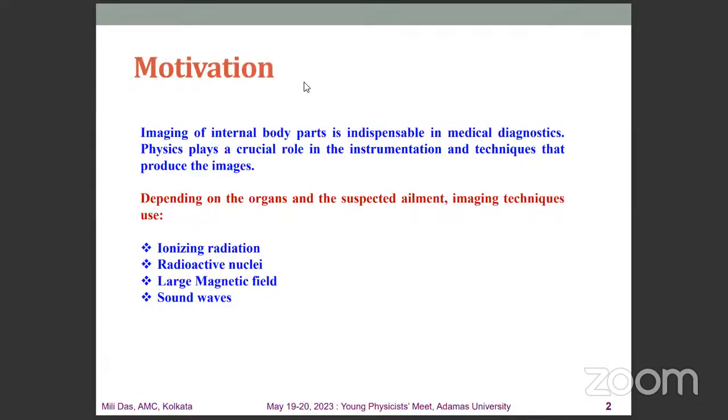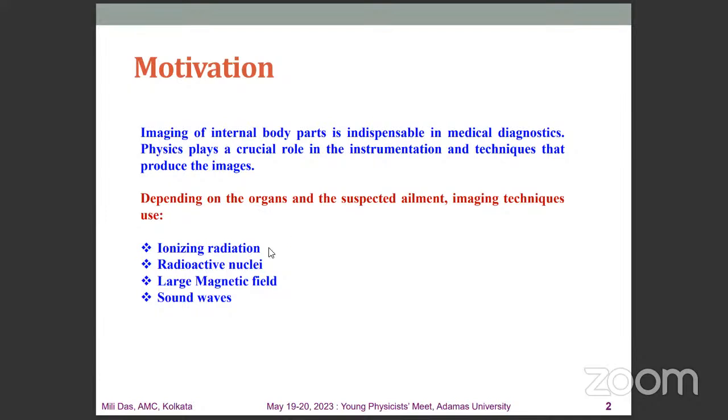The motivation of my presentation is that these days in medical diagnostics, imaging of internal body parts is indispensable. Here, physics plays a crucial role in the instrumentation and techniques that produce these images. Depending on the organs and the suspected ailment, physicians prescribe some imaging technique. In some techniques we use ionizing radiation, sometimes radioactive nuclei, sometimes a large magnetic field, and in other cases, sound waves.